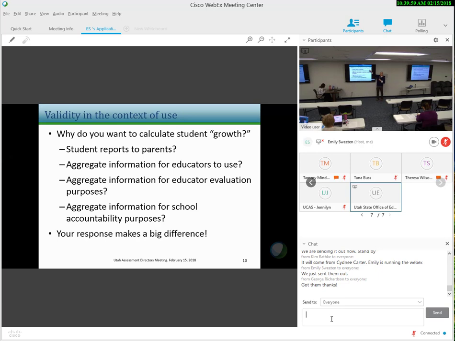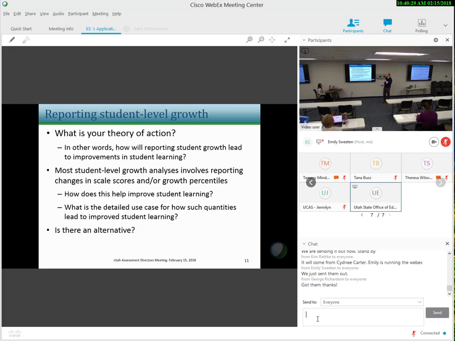But there are different uses. Do we want to report this to parents or to the kids themselves? That's one thing. Is it information for teachers to use about individual kids or aggregations of their classes? Do we want to use it for educator evaluation purposes? Or in some of your bigger districts, do you want to use it for school accountability purposes beyond what the state provides already? And so the response makes a big difference. And I'll show you just one example.